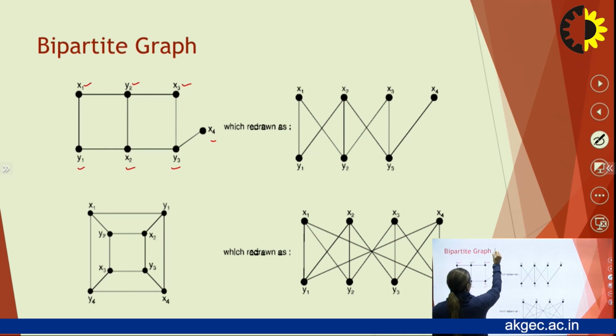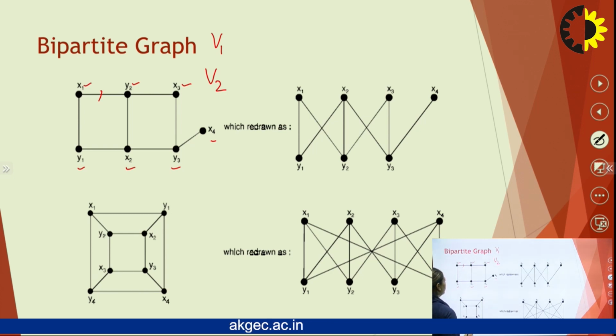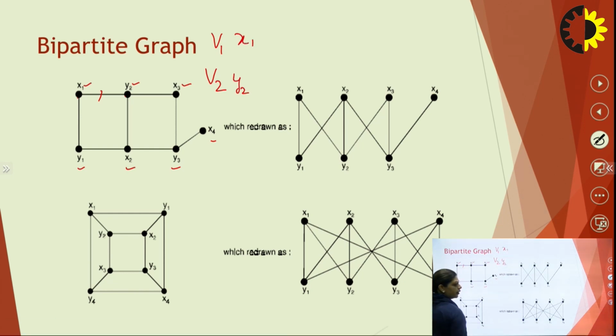So we have to make two subsets of vertices, right? Let's consider this edge. It has the vertices x1 and y2. So we will include x1 here and y2 here, right? Because one endpoint should be in one set and the other endpoint should be in the other set. Now this is over. Now let's consider this edge. If x1 is here, then y1 has to be here, right?